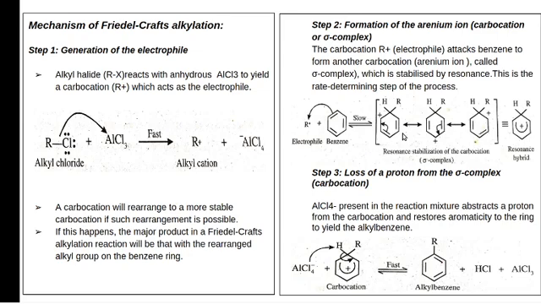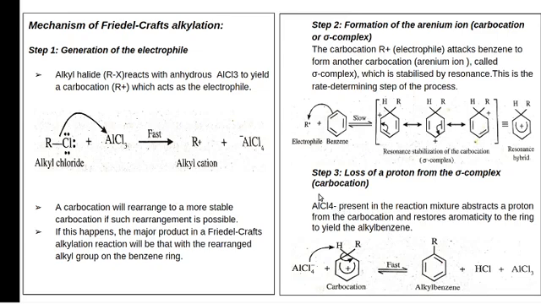The positive charge is dispersing throughout the ring. Then the third step is the loss of a proton from the sigma complex, that is the carbocation. Then AlCl4 minus present in the reaction mixture abstracts a proton from the carbocation and restores aromaticity to the ring to yield the alkyl benzene.